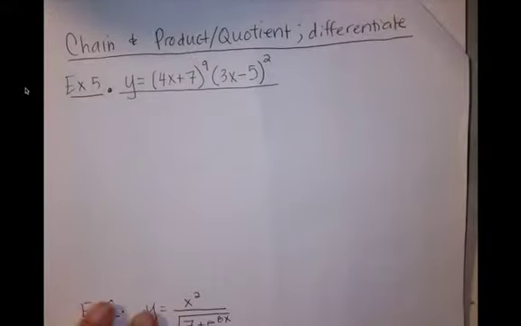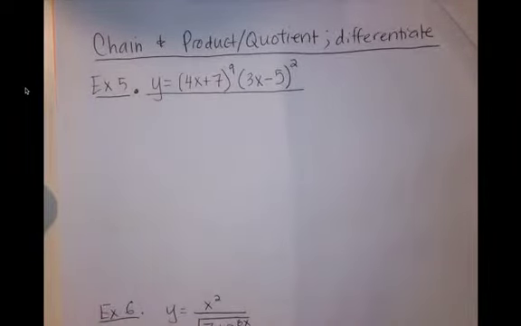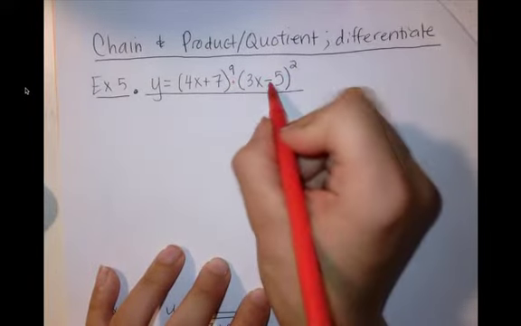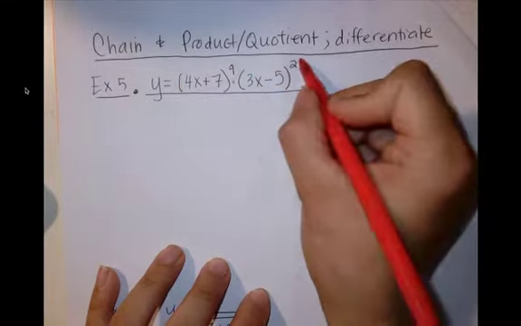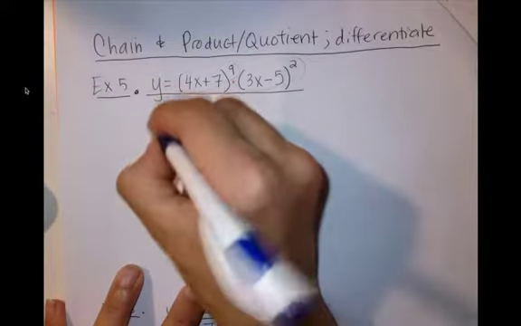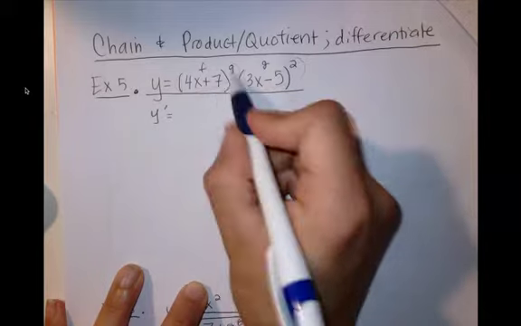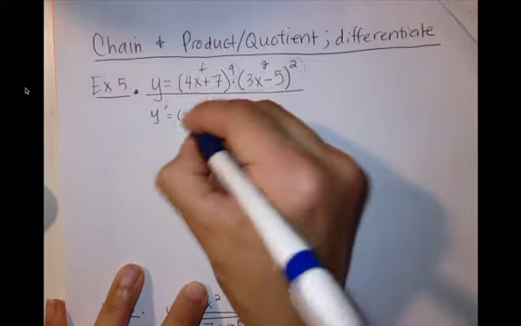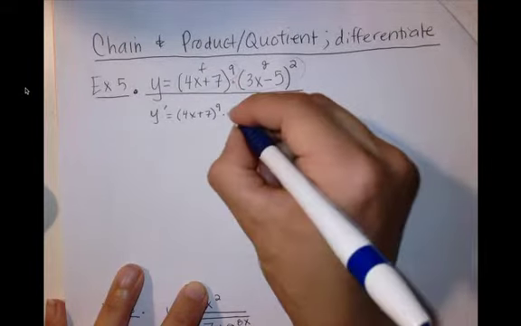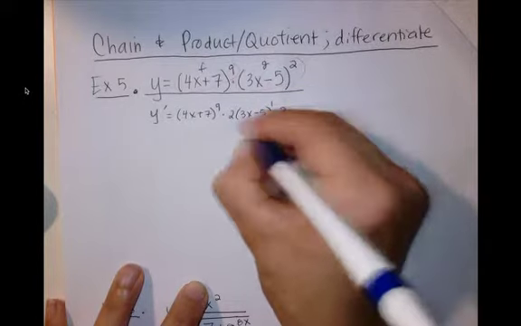Next, I want to do some examples that are a little more complicated because we have to use the chain rule with the product rule or quotient rule. So here you see I have a product of two functions. For this function, I have to use the chain rule. Same with this function. So I'm just going to call this f and this g. So for the derivative, I'm going to take the first function and multiply by the derivative of the second function using the chain rule right here.